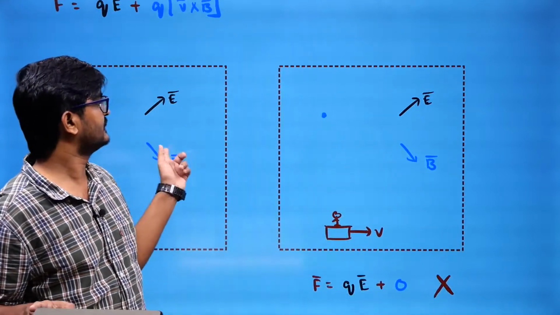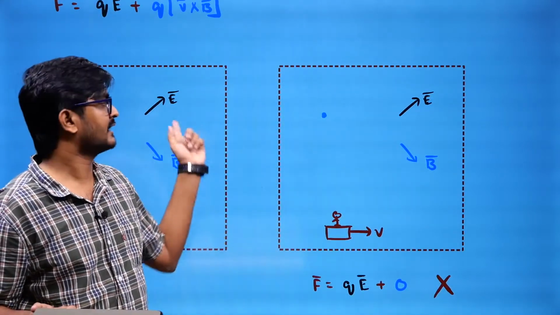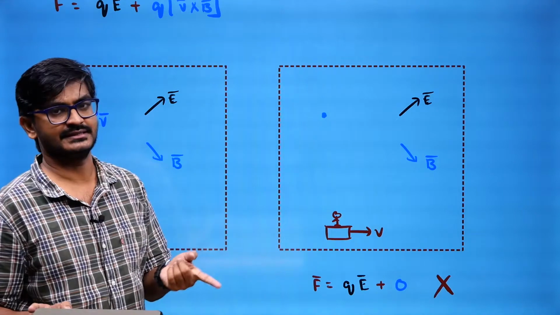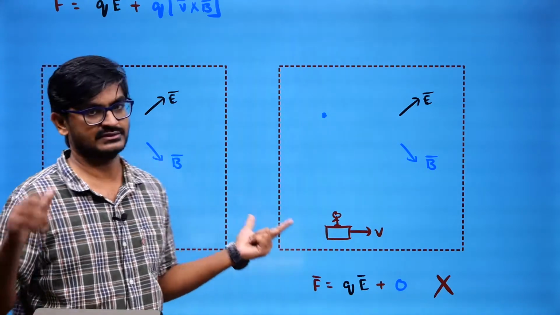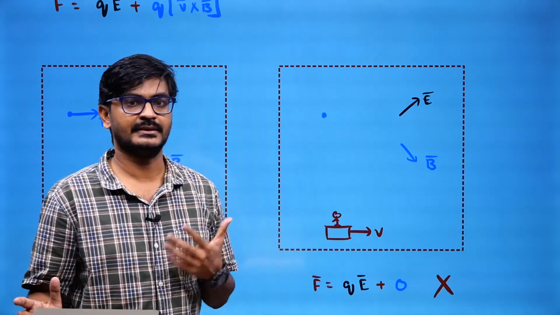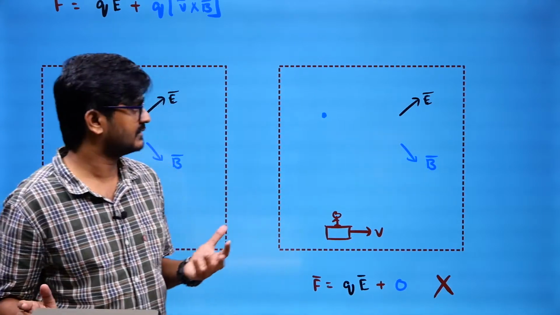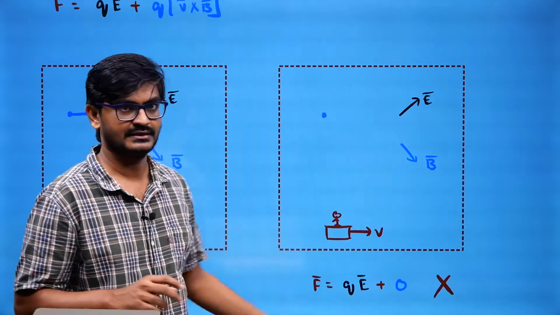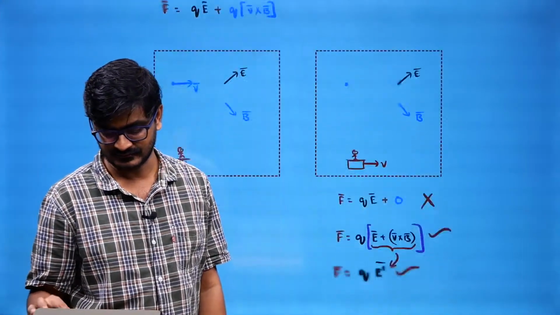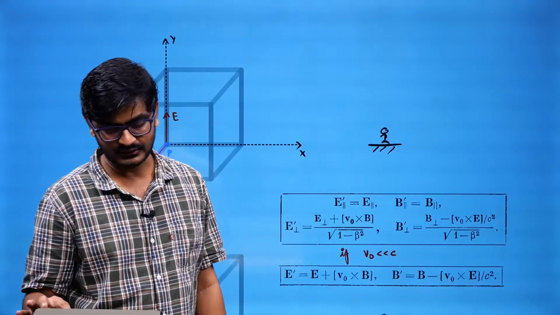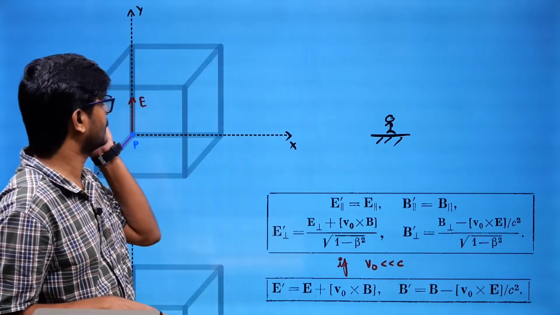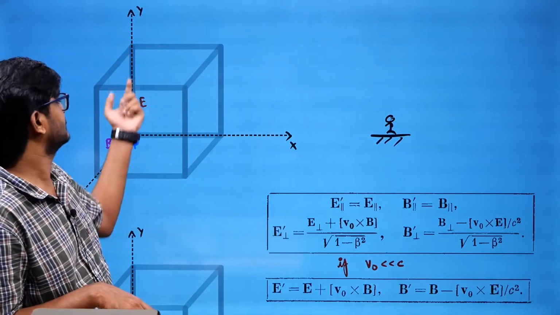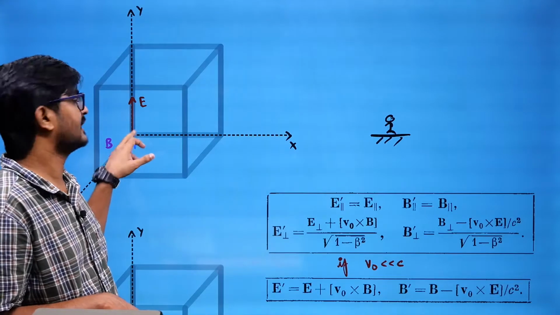So when you shift your frames, electric fields and magnetic fields will be changing. Now that's the point I am going to stress here. Be aware, you must not shift frames just like that. It's always better not to shift frames in electricity and magnetism. How they are going to change, we are going to look at the same question where electric field is along this direction, magnetic field is along this direction, and the particle is at rest.